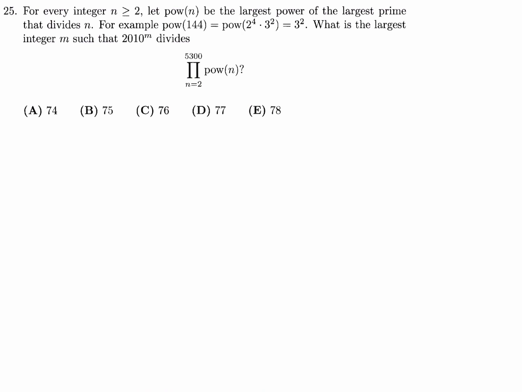For every integer n greater than or equal to 2, let pow n be the largest power of the largest prime that divides n. For example, pow of 144, which is pow of 2 to the 4 times 3 to the 2, is 3 to the 2. What is the largest integer m such that 2010 to the power of m divides the product of pow n from n equals 2 to 5,300?